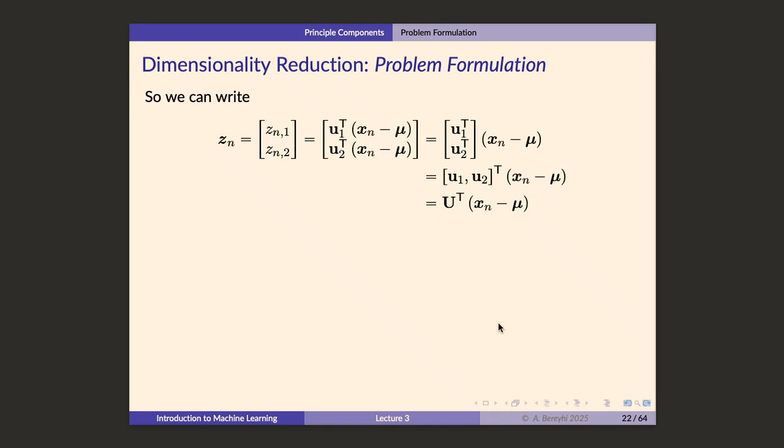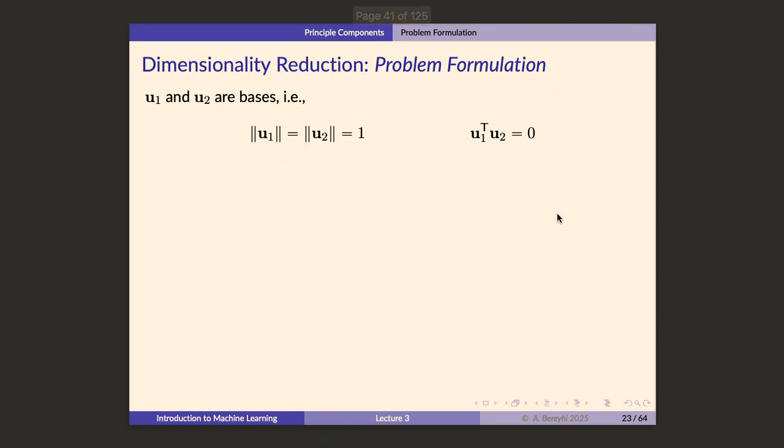So if you want to compute Z, you basically need to multiply U transpose with your X, the unbiased. This is what I call unbiased data. So I get the data, and I just subtract the bias term mu. And then once I have this, I have my Z. And if I want to get back to my data, it's going to be simply U times Z plus mu, which I'm going to show you in the next slides.